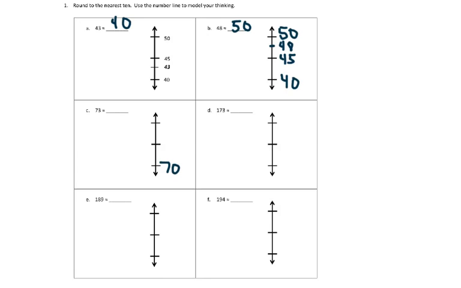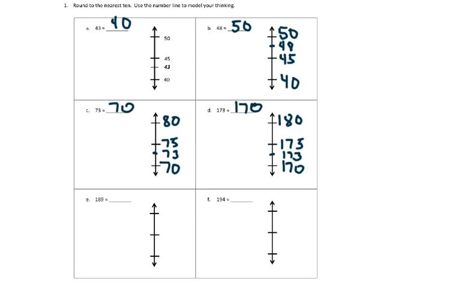73 is between 70 and 80. The midpoint is 75. 73 is below the midpoint, so it's closer to 70. 173, and remember we're rounding to the nearest 10, so 173 falls between 170 and 180. The midpoint is 175, and 173 falls below the midpoint, so it's closer to 170.